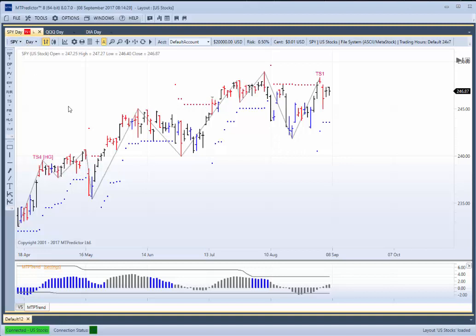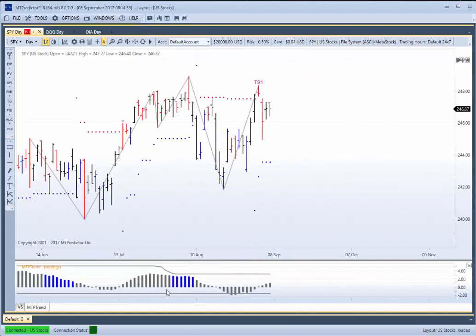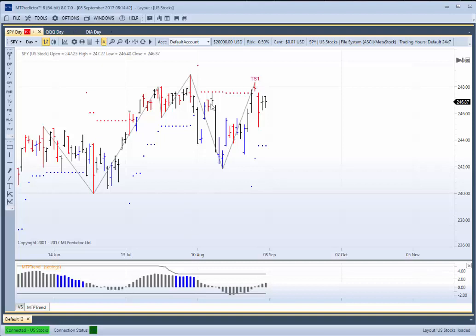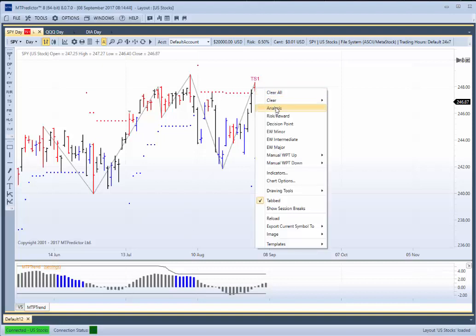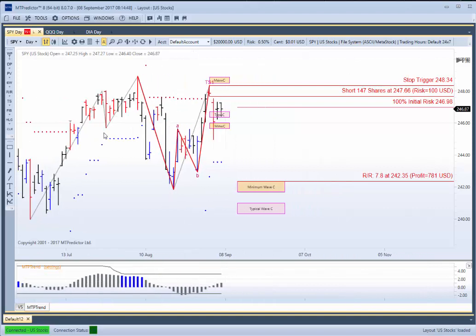So this is a daily chart of the SPY. You can see that a few days ago we had a TS1 sell unfold. The MTP trend had gone grey to show the market trend was in the process of potentially reversing. If we place the analysis on, you can see that this actually gave us a short trade in its own right. Interestingly enough, here you can see that our entry level was one tick below the previous day's bar.